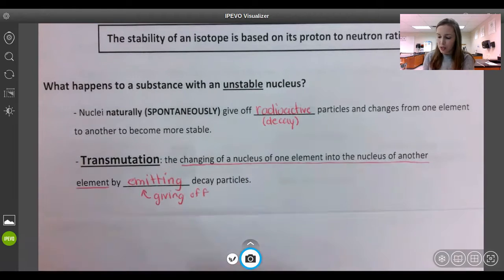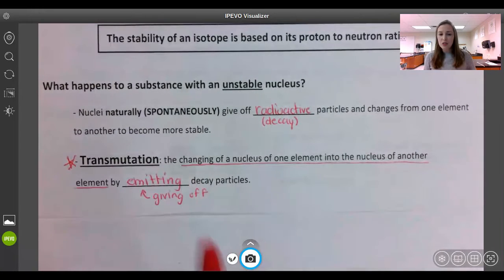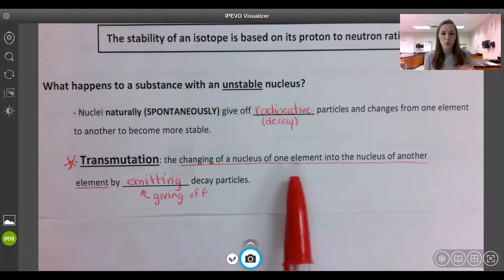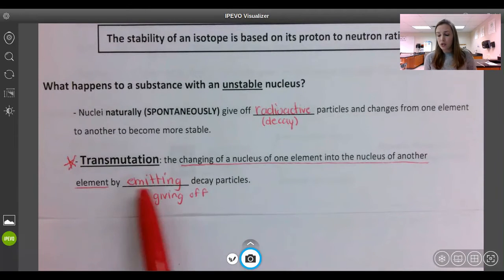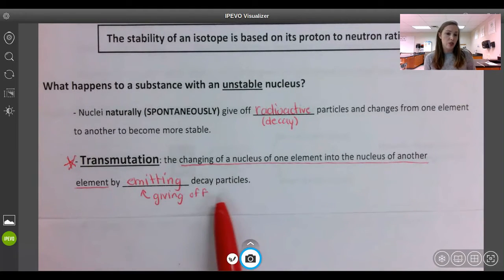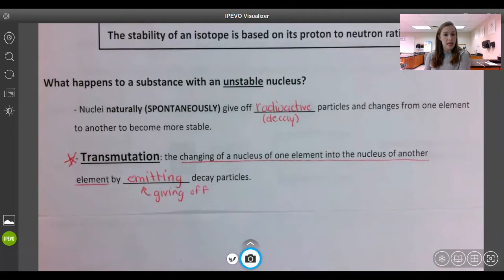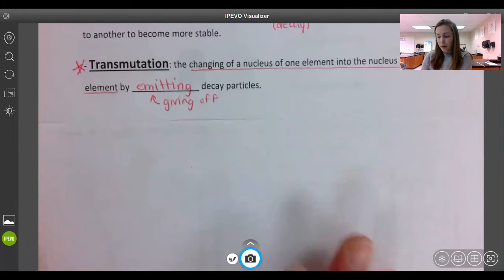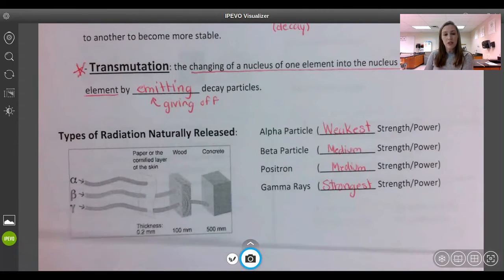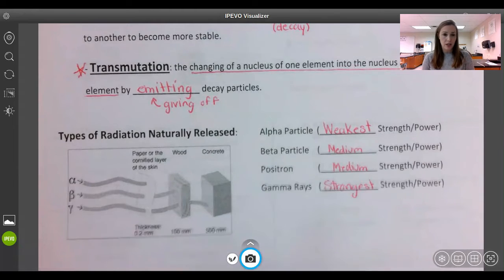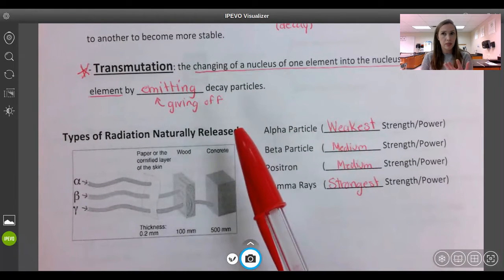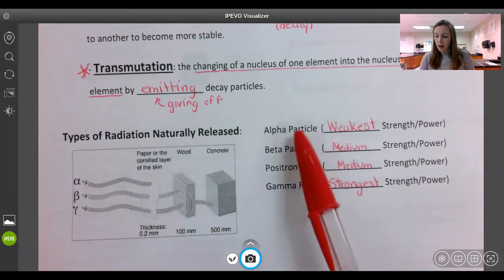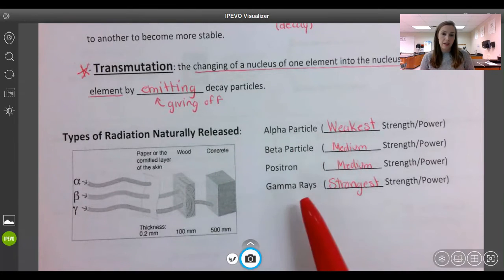So transmutation, which is a definition that you need to know, is going to be this changing of a nucleus from one element into the nucleus of another new element. And it's going to do so by emitting decay particles, which just means giving them off. So what are these decay particles that can be given off? So we have three types of particles and one type of energy that we focus on. So the types of naturally released radiation would be alpha, beta, positron, and then gamma rays.